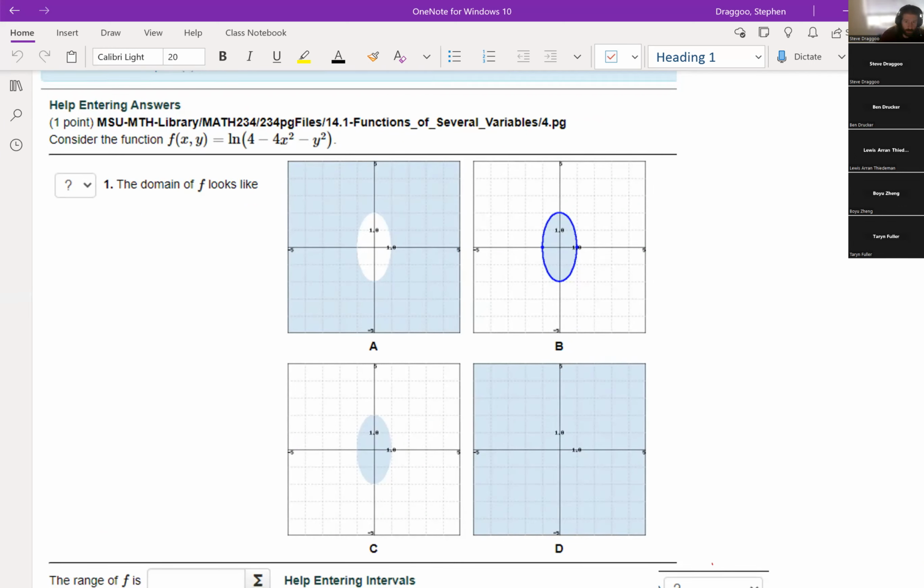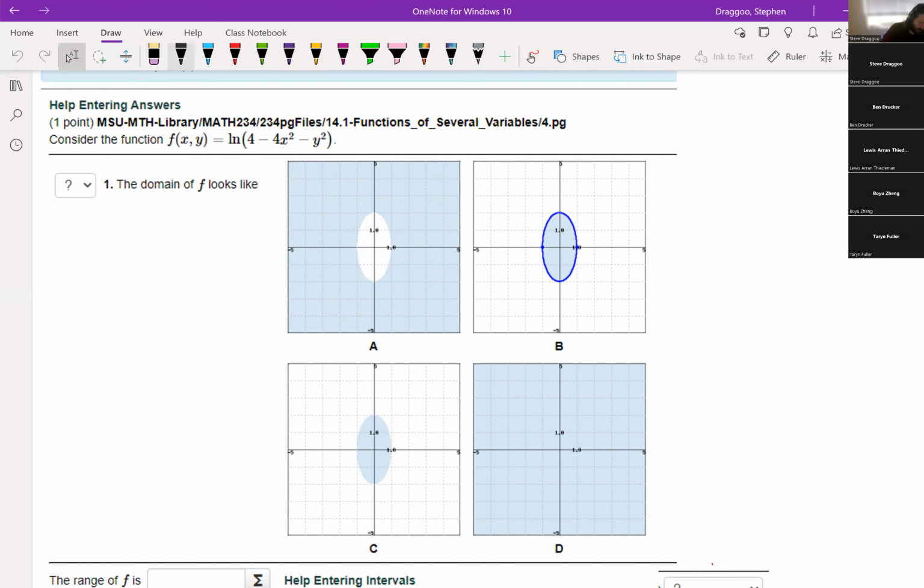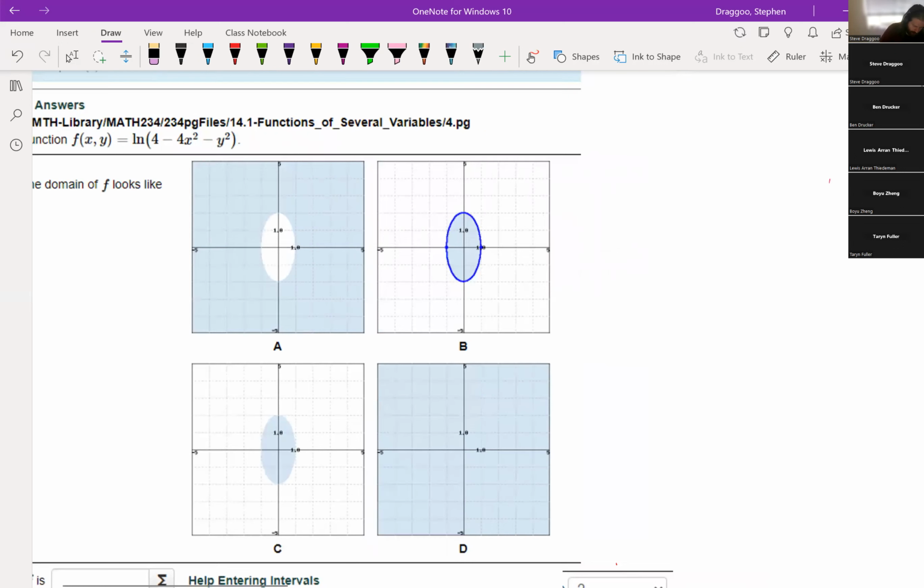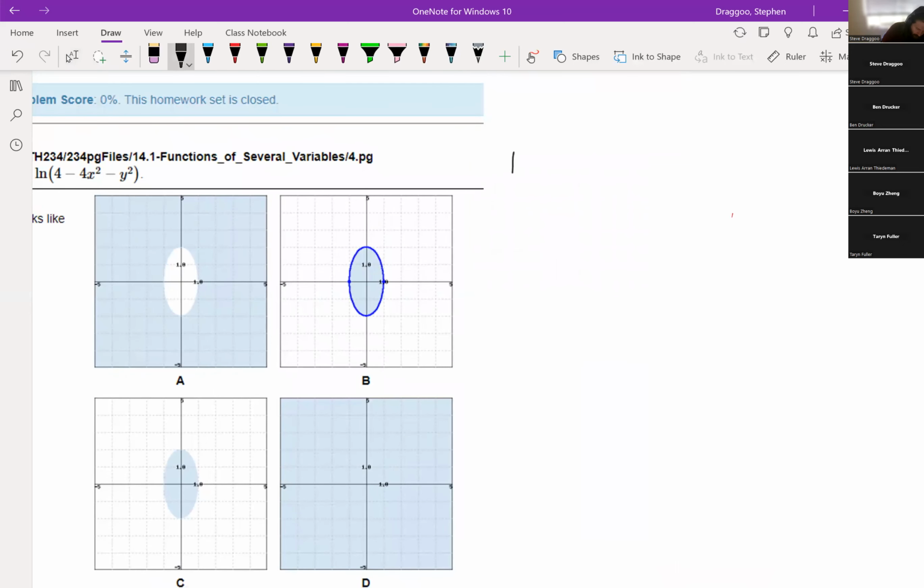So when it comes to domains, there are only 3 rules that we really need to look at right now for specific functions. And those are going to be as follows. Rule number 1, don't divide by 0. Rule number 2, don't take the square root of a negative.